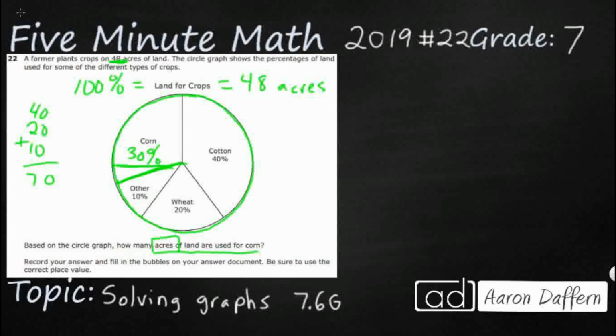We need to translate this 30% into an actual number, and we can do that because the problem gives us how many actual acres this circle graph represents. So we're looking for, and we can find all of these if we wanted to, but obviously we're just looking for corn, so let's just calculate that one. So we need 30% of 48. Those are my 48 acres. So when we're taking the percentage of something, first thing is to remember that of usually means multiply. So we need to do 30% times 48.